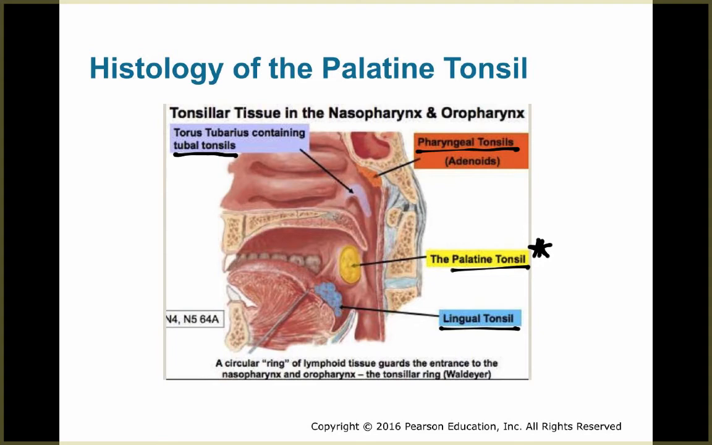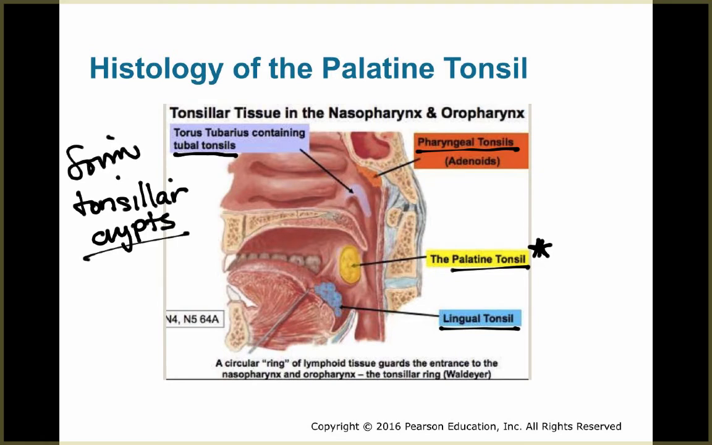They are not fully encapsulated at all. And like I said, they form what are known as these little crypts. So there are these invaginations, or these folds or cavities, that bacteria or other particulate matter enters, where they get trapped and destroyed.